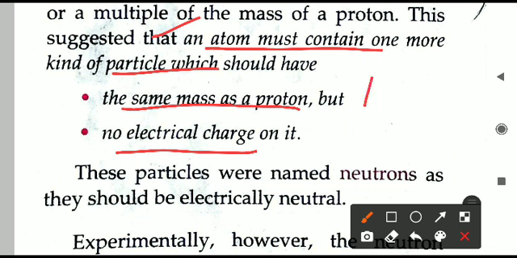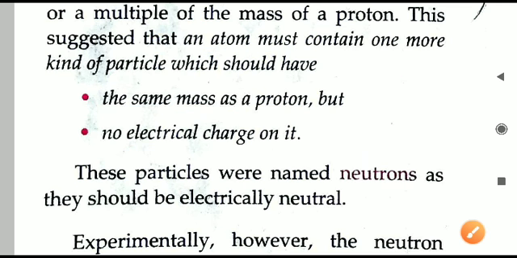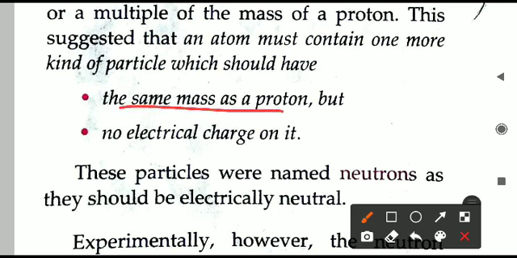The atom has two particles that we have seen. Proton is there, positive charge. Electron is there, negative charge. But still there is something more, that is the neutron. Neutrons have a neutral charge. They do not have any charge, but their mass is the same as that of the proton.